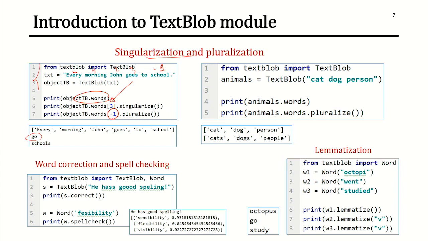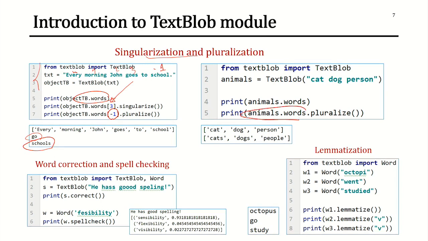We want to find the plural form of this word. So the word school, we have schools here. It is a plural form of this word. And instead of accessing the singular or plural form of each word, we can apply either the singularize or pluralize function to the whole word list using this command.